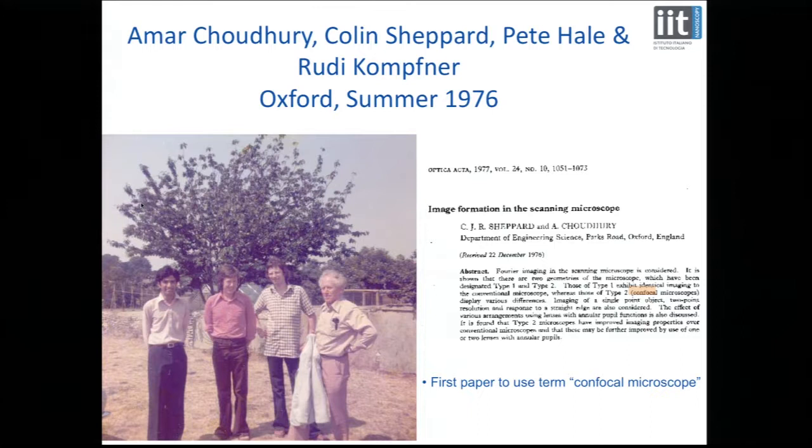The other guy, Peter Hale here, was working on a completely different project to do with optical fibers, which was another thing we were working on in those days. And the remaining person of the group, you can't see because he was taking the photograph. That was Julian Ganaway, who I'll show something about in a minute.